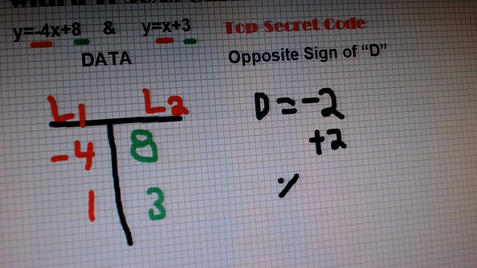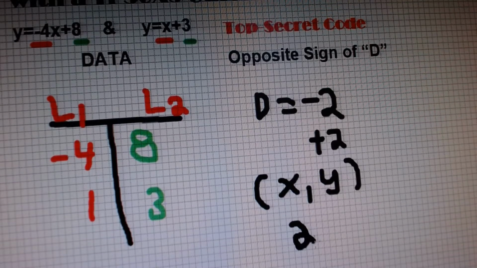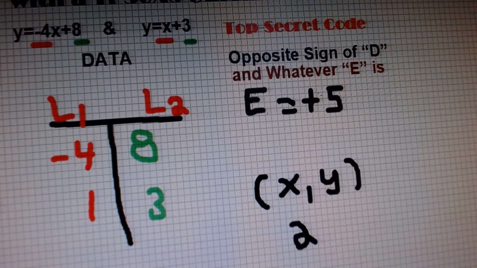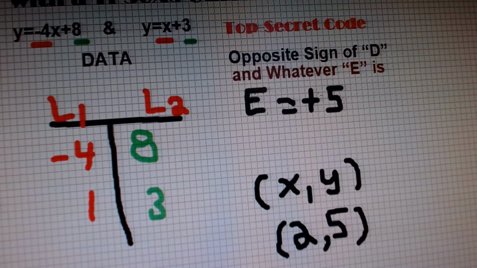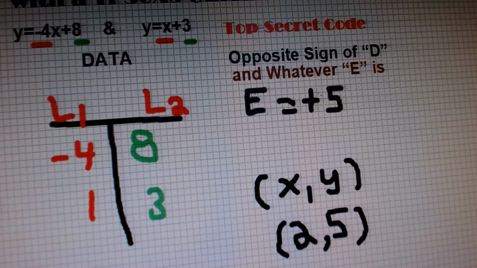And then your x, y value of your solution, your x value would be a positive 2. In the second part of the code, the y value would be whatever E is. So if E is positive 5, it will remain positive 5, and that will be the y value of the solution. And my solution will be 2, 5.